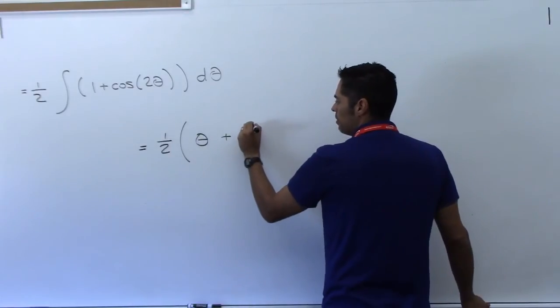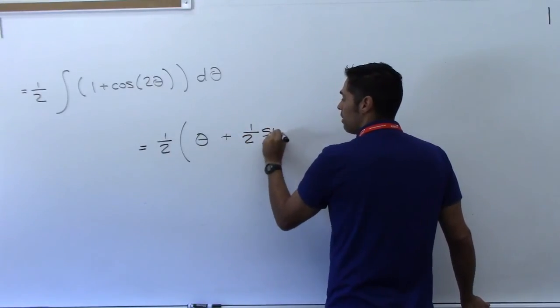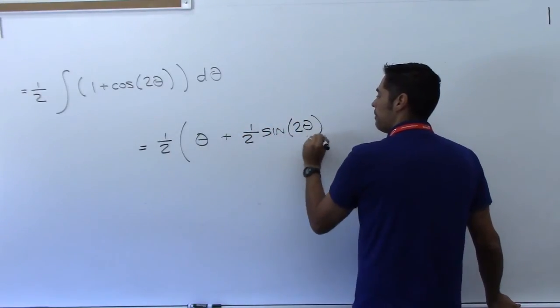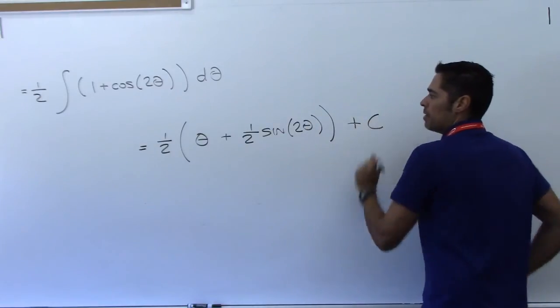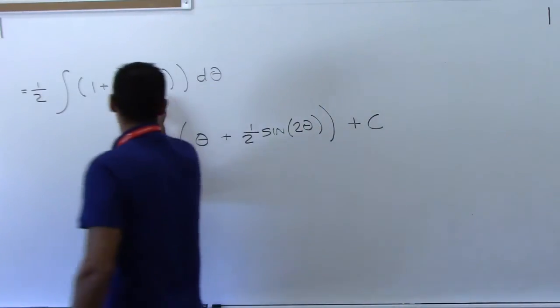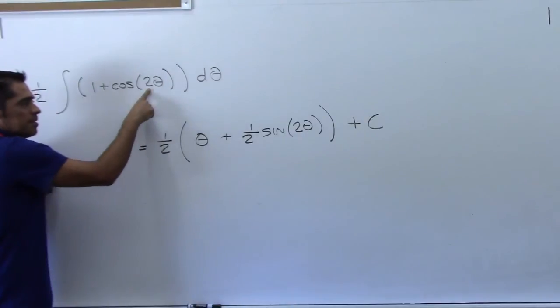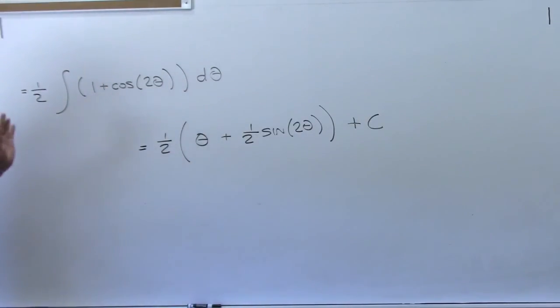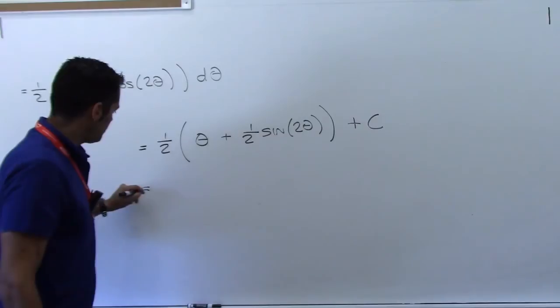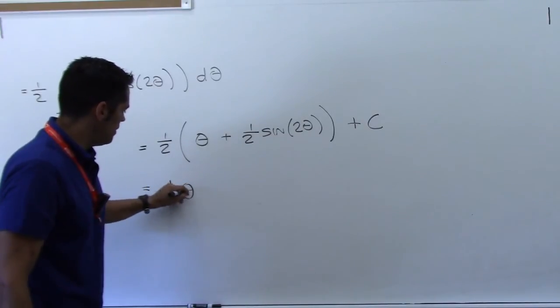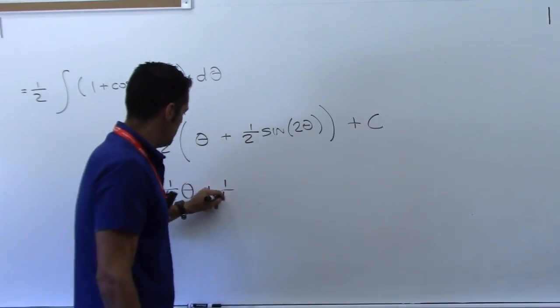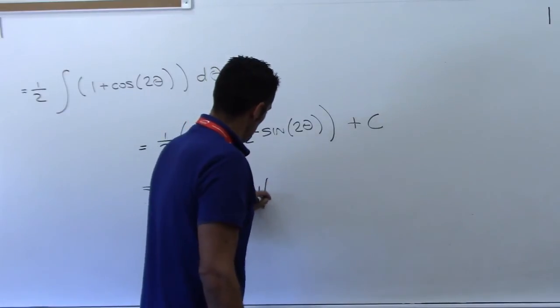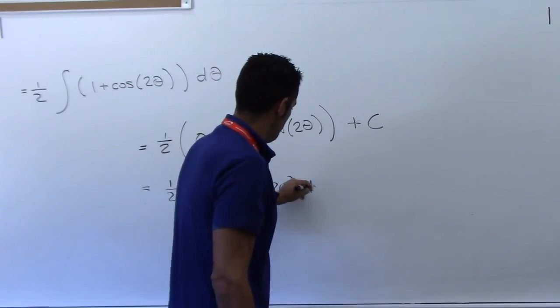The antiderivative of cosine 2 theta is 1/2 sine 2 theta, right? Because you always have to scale out the a here. That's the 1 over a right there. And then the 1/2 I'm just keeping out here. When it distributes through, it'll become a 1/4, right? 1/2 theta plus 1/4 sine 2 theta plus c.